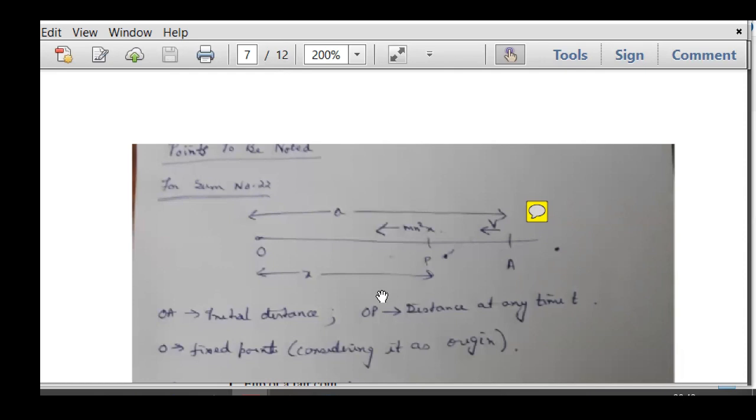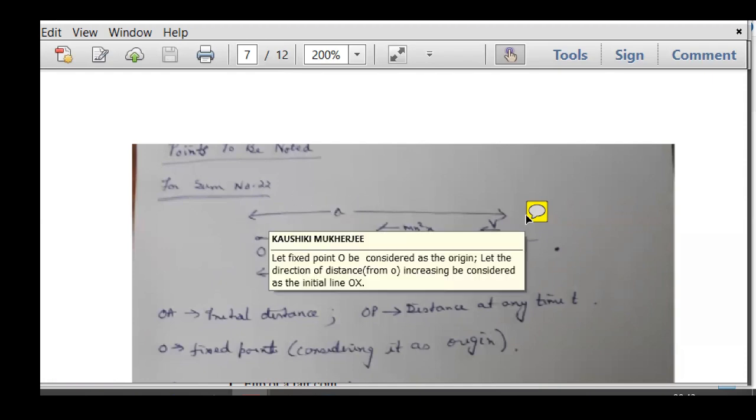After that, they have said small a is the length of the initial distance. So A is my initial point, and OA is the initial distance. You have to write this. OP is the distance at any time t. Again, you have to write this and show it in the figure as I have shown it here. Small x is the distance at any time t, so it's a running variable. This is a fixed quantity, small a, whatever is given in the question.